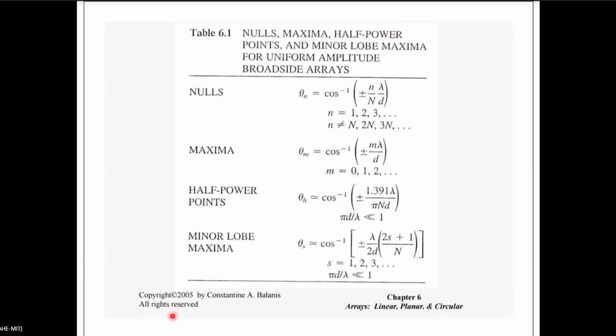How do we get nulls? We have derived this expression for nulls just before this discussion. Before coming to broadside array, we had discussed nulls of an n element array. Now for nulls of a broadside array, we have to substitute beta is equal to 0 in the general expression and get this expression. Small n can be equal to 1, 2, 3, and so on, and small n cannot be equal to capital N. Any questions on this?